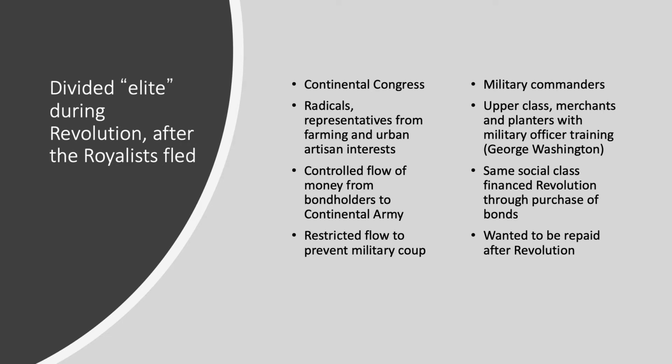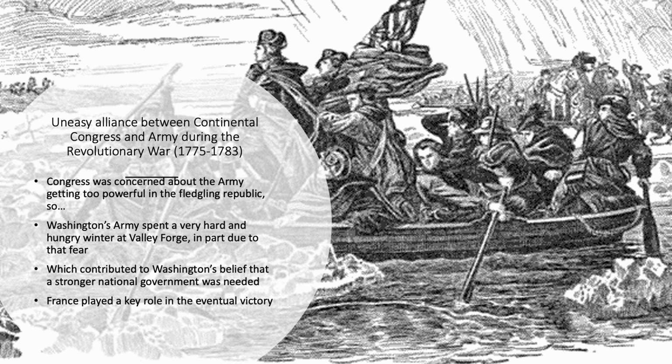They basically made loans to the new government, and they wanted to be repaid after the revolution was over. This is a very significant point to keep in mind as we look at the provisions of the Constitution. So during the Revolutionary War, 1775 to 1783, Congress was very concerned about the army getting too powerful. So this is just an example of that, holding up the money. Washington's army spent a very, very hard winter at Valley Forge, in part because Congress would not release to them as much money as the generals wanted. And this is one of the things that led Washington to believe that they really needed a stronger central government.